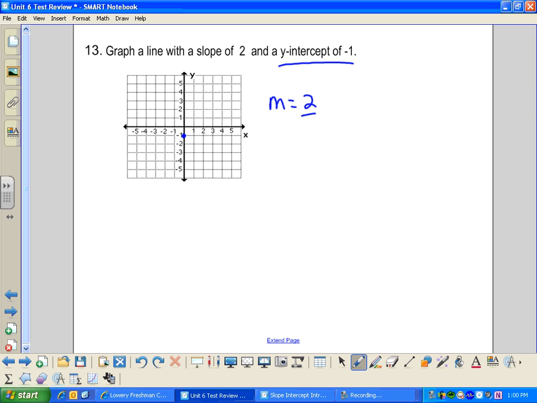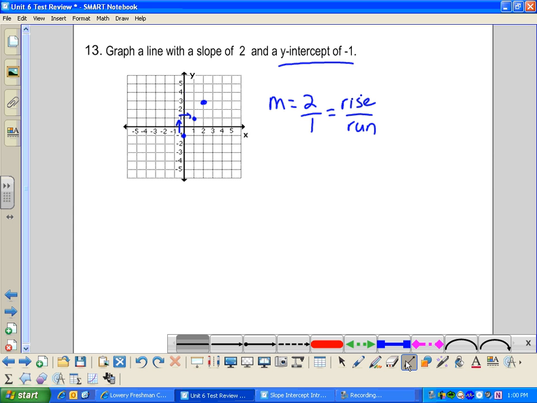And I know I can always put that over 1 so that I can think of it as rise over run. So my rise is 2. My run is 1. And there's my next point. My rise is 2. My run is 1. And there's my next point. To graph it, here we go.